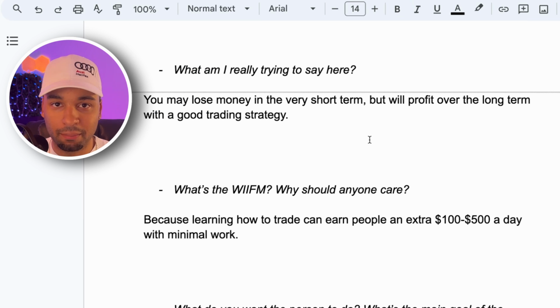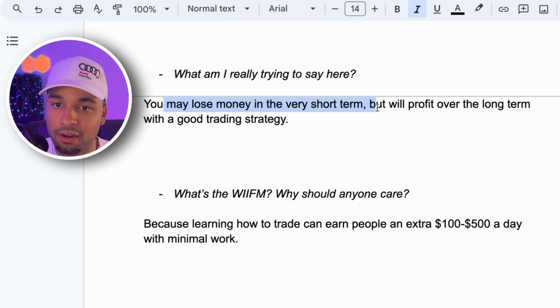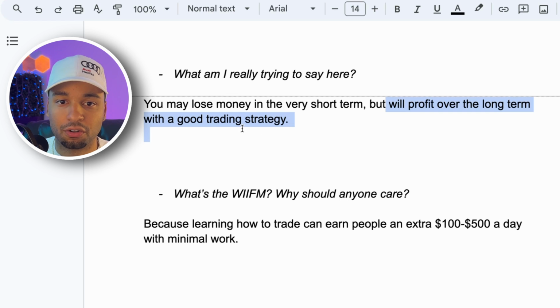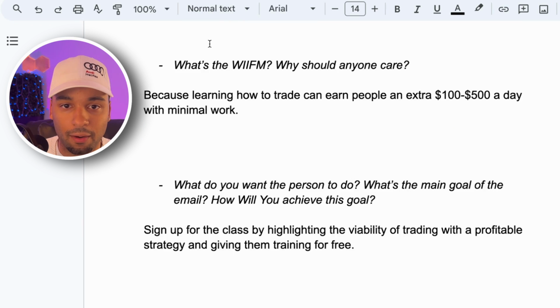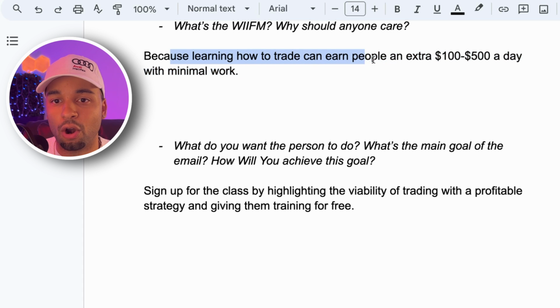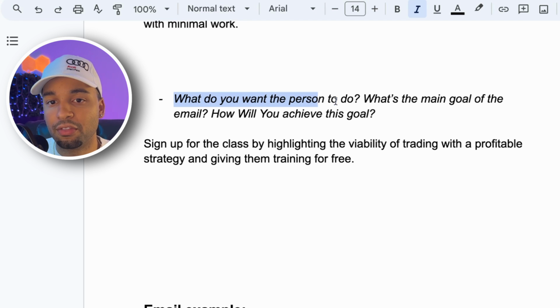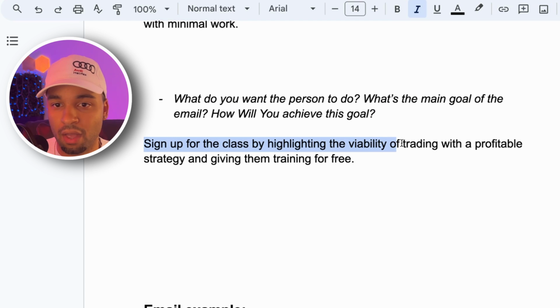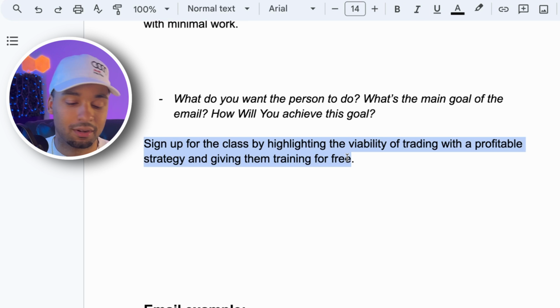So again, the building blocks. What am I really trying to say here in this email? You may lose money in the very short term, but will profit over the long term with a good strategy. That's essentially what I'm trying to say. What's in it for me, and why should anyone care? Well, because learning how to trade can earn people an extra $100 to $500 a day with minimal work. And what do you want the person to do? What's the main goal of the email, and how will you achieve this goal? So I want them to sign up for the class by highlighting the viability of trading with a profitable strategy and giving them training for free. That's my goal, and that's why they should go ahead and complete my goal.